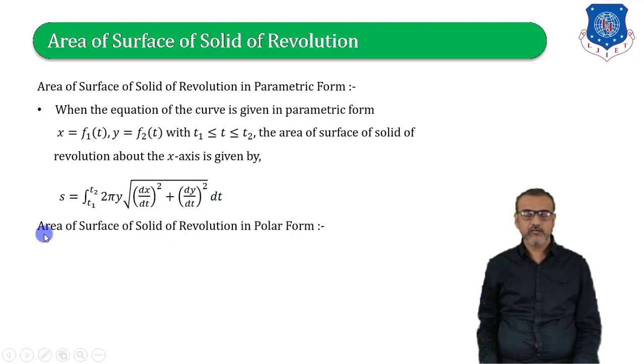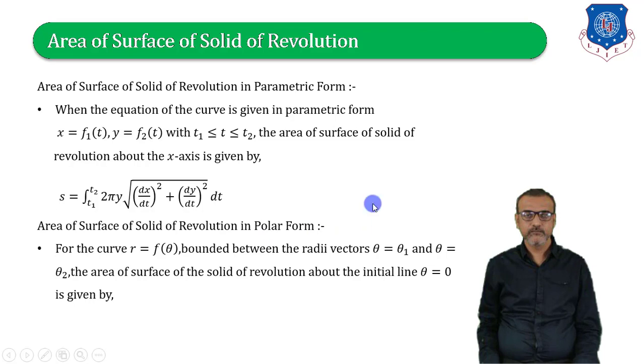Now we will see how to find out the area of surface of solid of revolution in polar form. For the curve r equals f of theta bounded between the radius vectors theta equals theta 1 and theta equals theta 2, the area of the surface of the solid of revolution about the initial line theta equals 0 is given by S equals integration from theta 1 to theta 2 of 2 pi r sin theta square root of r square plus (dr by d theta) the whole square d theta.